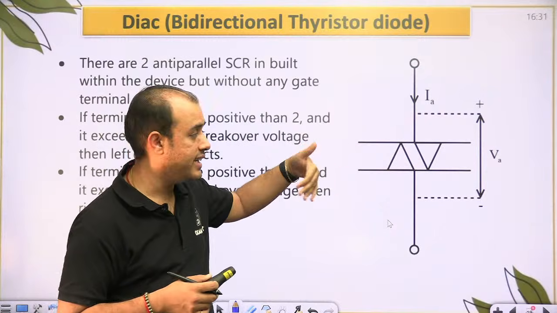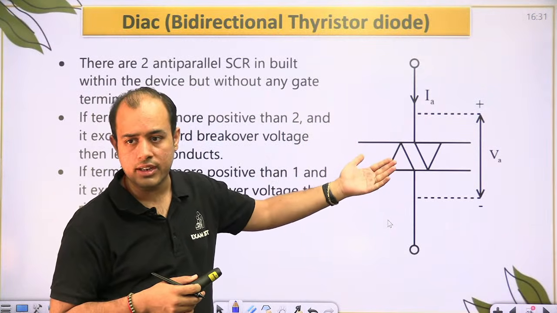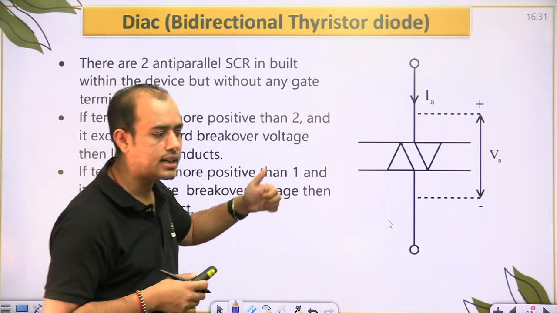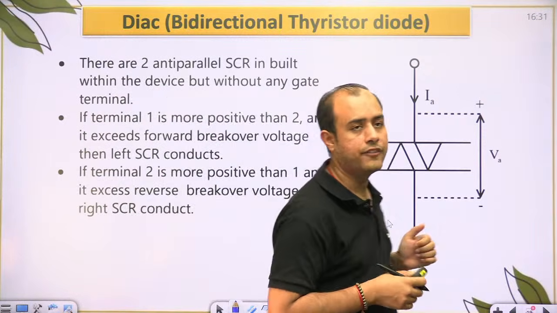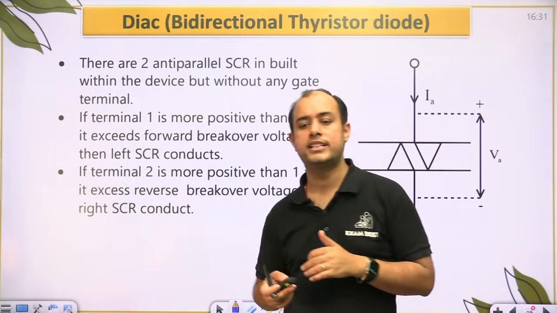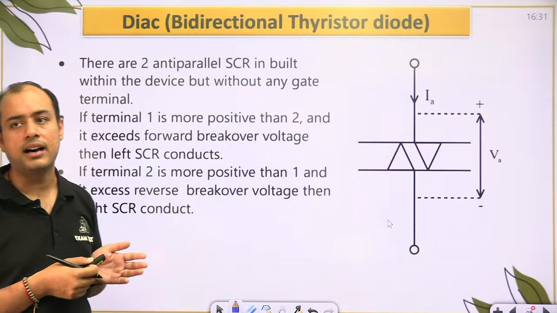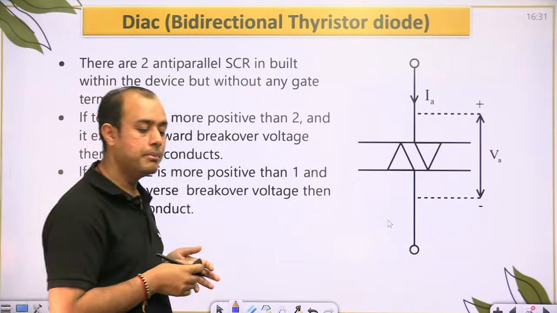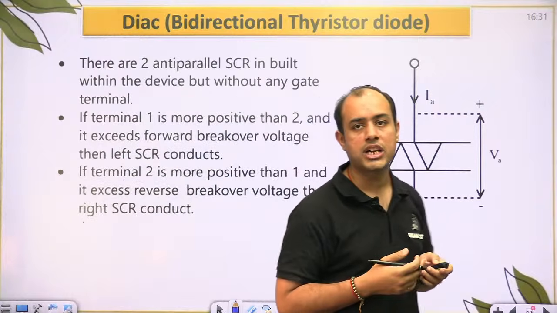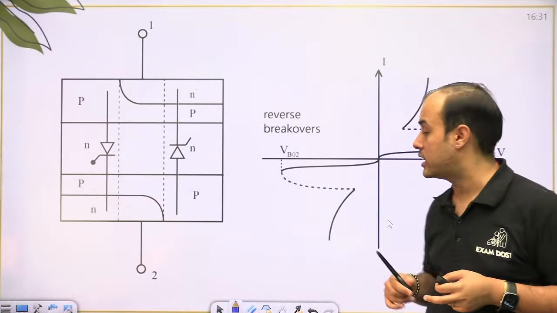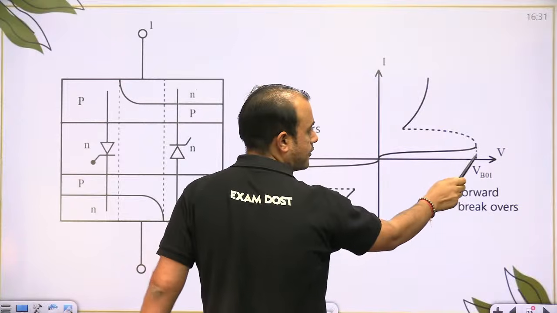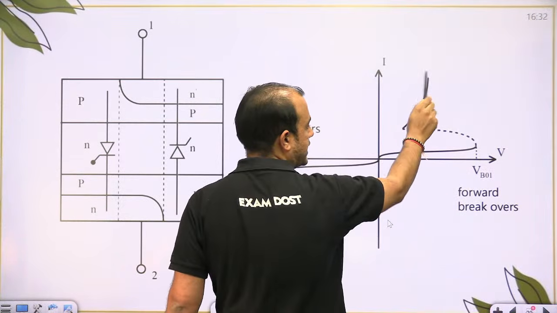If you exceed the breakover voltage in the forward direction, it will conduct in the forward direction. If you exceed the breakover voltage in the reverse direction, it will start conducting in the reverse direction. बात समझ में आ रही है? जिस भी दिशा में आप ब्रेकओवर वोल्टेज एक्सीड करोगे, if you exceed in the forward direction, forward current will flow.